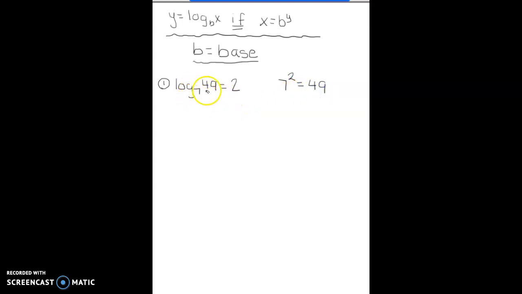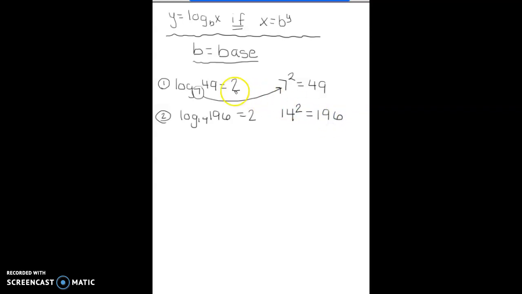And so you use that same base. Base of 7 is the base of the exponent. 7 raised to the second power is 49. And so that makes that a true statement. Let's look at number 2. Log base 14 of 196 is equal to 2. Well, is that a true statement? It is, because 14 raised to the second power is 196. So hopefully that'll go pretty quickly.